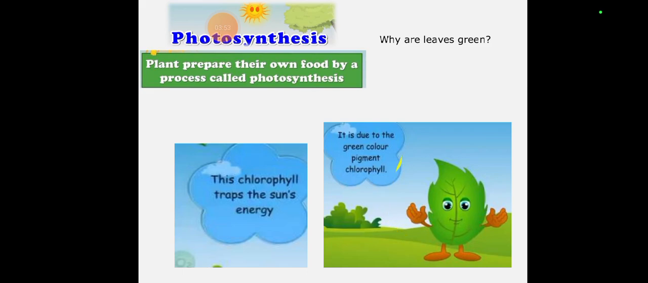Why are leaves green? Plants prepare their own food by the process of photosynthesis, so photosynthesis is really necessary.